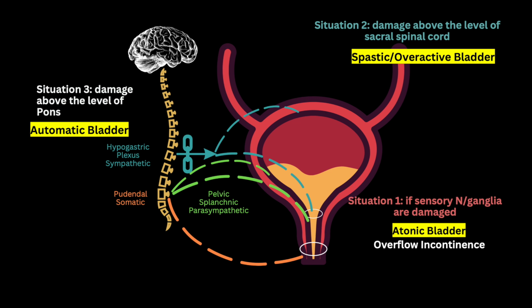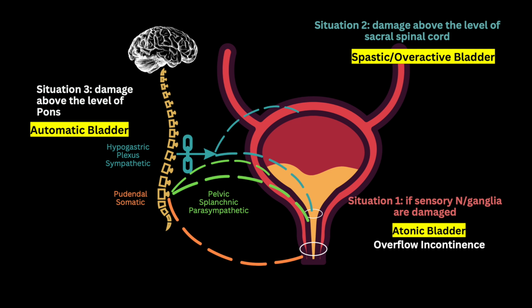Situation 2. If the spinal cord gets a lesion or an injury above the level of the sacrum, it will disconnect the bladder from the sympathetic supply, which comes from the thoracolumbar sympathetic chain. So, what will it lead to? It will lead to a spastic overactive bladder, which is now under the sole control of parasympathetics.